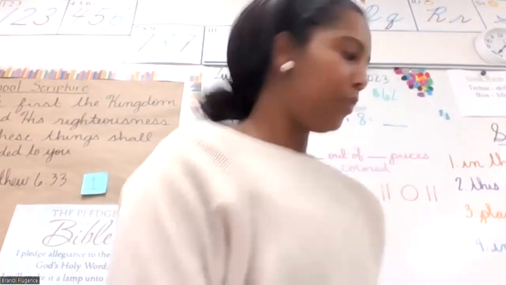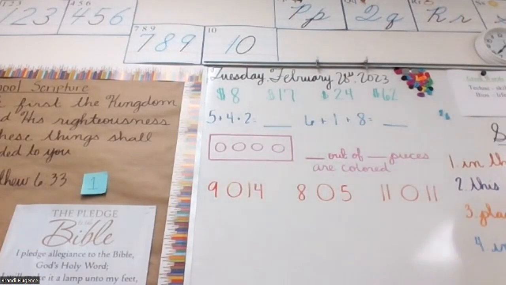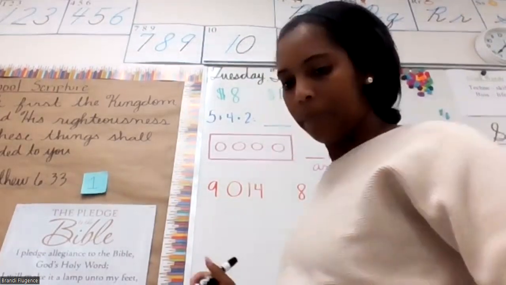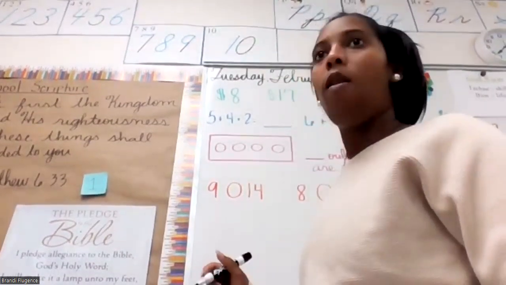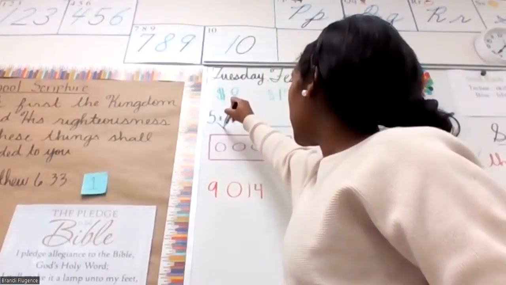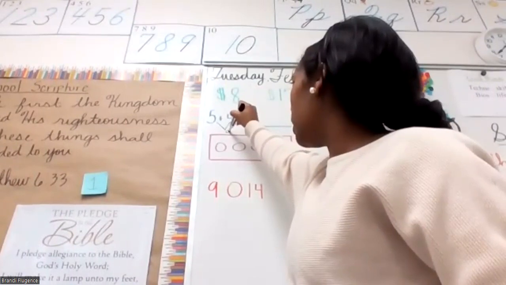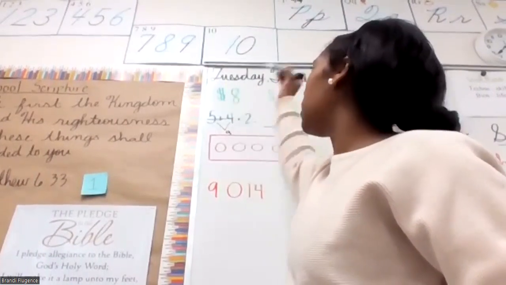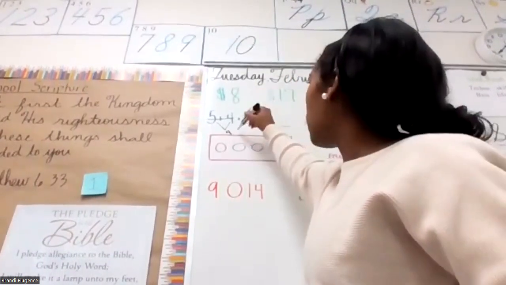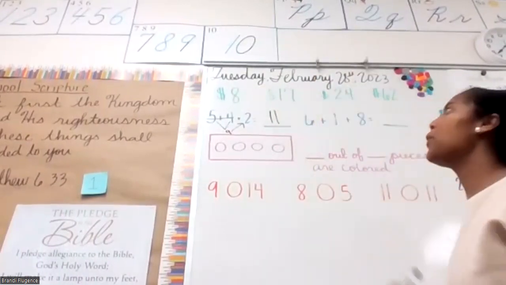Okay. All right, so we have 5 plus 4 plus 2. Can someone walk me through how to add this up? Okay, Braylee, how do we add it? Okay, we connect 5 plus 4. What does that equal? 9. Good. Okay, we cross that out. What do we do next? 9 plus 2, and it equals 11. 5 plus 4 plus 2 is 11.